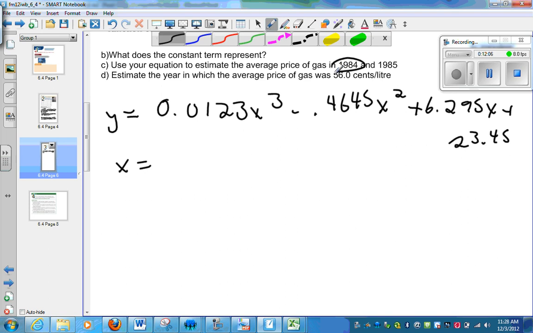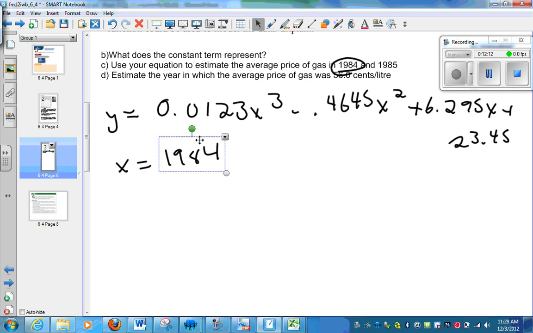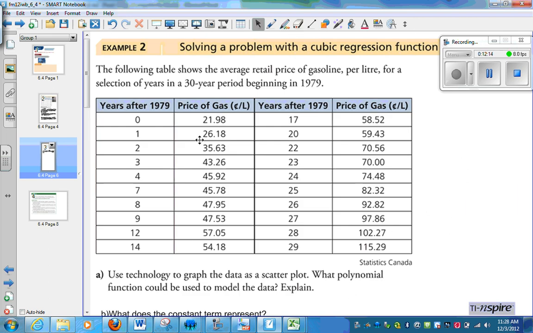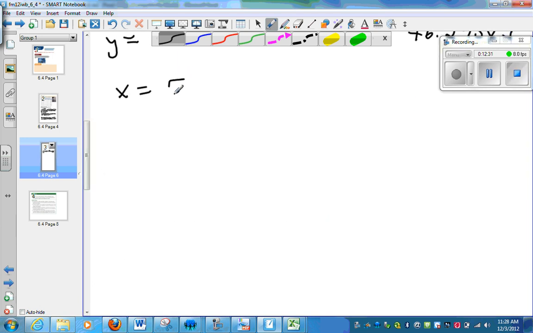So we're not going to use the x value of 1984. No, no, no. Instead, we are going to look back to the question for a second. It says years after 1979. So this would be 1980, 81, 82, 83, 84. So that'd be 5 years after. Okay, so x equals 5. That would be a common mistake, just reading that wrong.